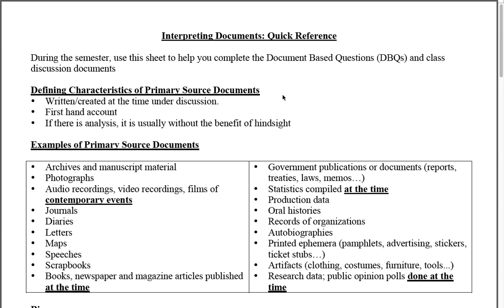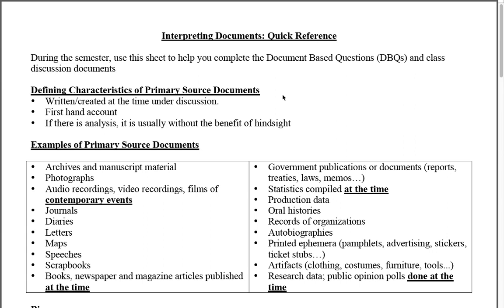Primary sources really have two distinguishing characteristics. One, that they were written and created at the time under discussion. For example, if we were talking about World War I and the source is from World War I, then that would be the time under discussion and it would be a primary source.